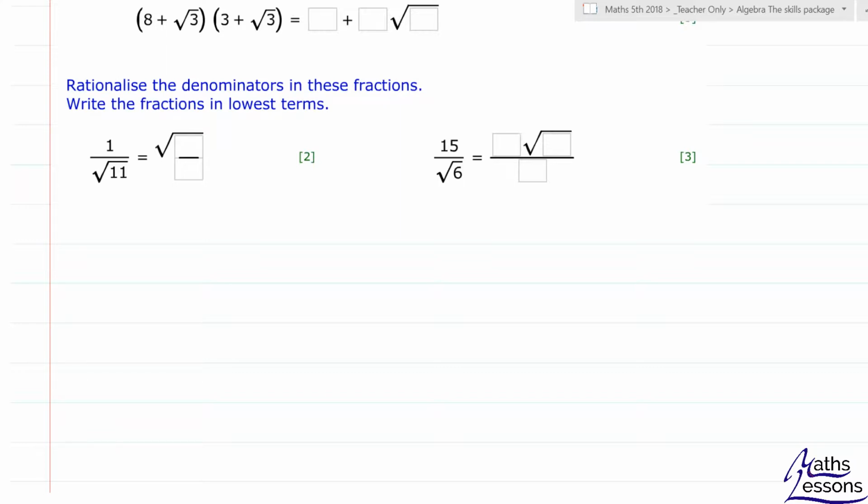Anyway, continuing on in our series on levels 6 and 7, although some of this might be level 8 in terms of the difficulty, maybe not the content. So first of all, we're going to just review rationalizing simple denominators like these two here. Give you a minute to have a go at that, and then I'll go through it.